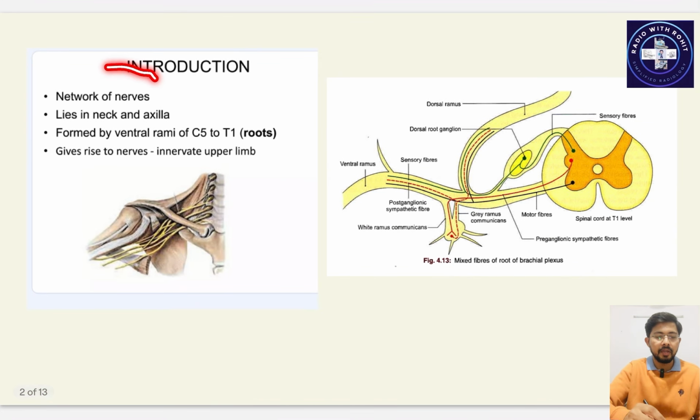Today we are going to discuss one very interesting topic, brachial plexus. So, brachial plexus introduction: it's a network of nerves which lies in our neck and axilla.